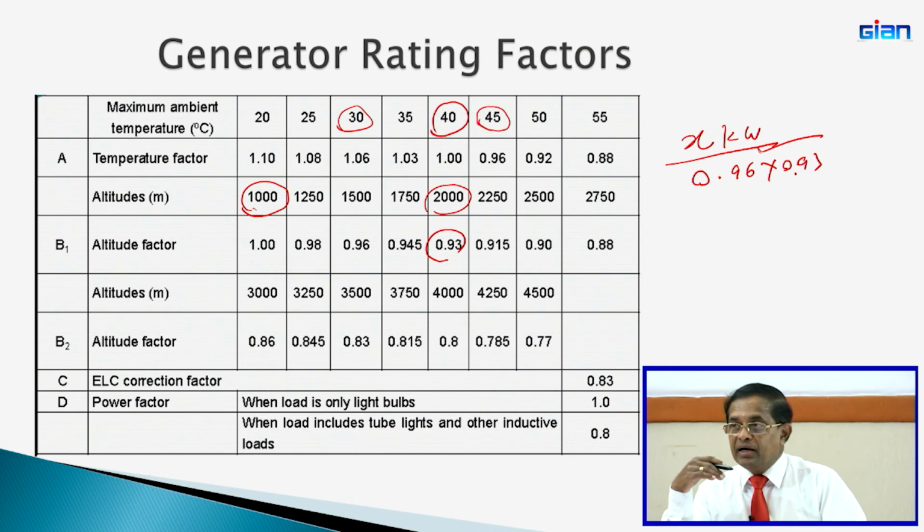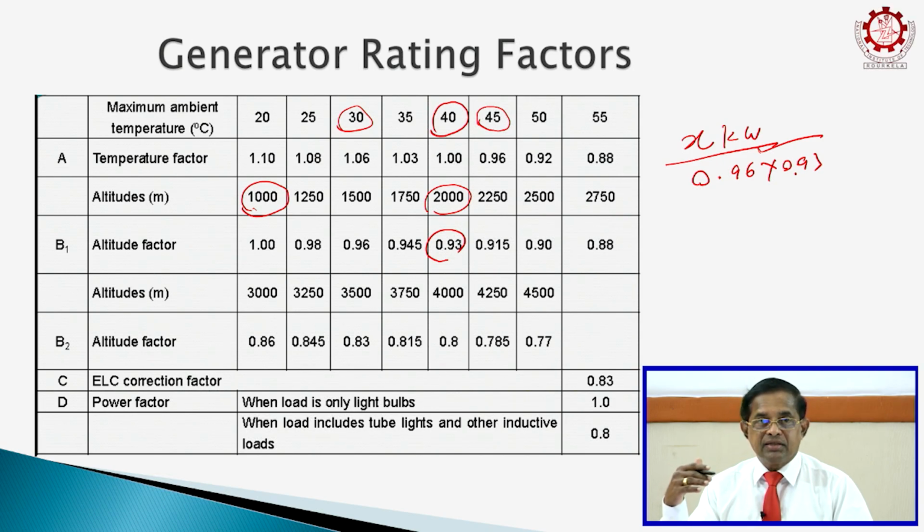Because as you go high in altitude, air density decreases, and therefore generator cooling effectiveness goes down as the air density goes down. So, the higher you go, the lower the density, and therefore the lower the effectiveness of the cooling system of the generator. So, you have to have an additional capacity for that.